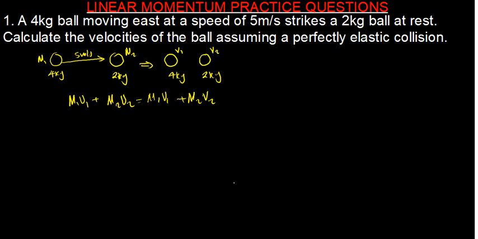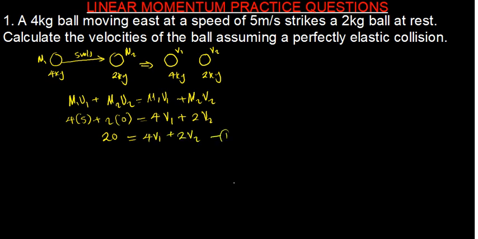So m1 is 4, the initial velocity of the 4 kg ball is 5, m2 is 2, and the initial velocity was at rest, so the velocity is 0. That should be equal to m1, which is still 4, and then v1 we don't know, m2 is 2, and v2 we don't know. These are the final velocities at which they will be moving, which we don't know. So 4 times 5 gives us 20. Of course, 2 times 0 is still 0. That gives us 20 = 4v1 + 2v2. Let's call this our first equation.